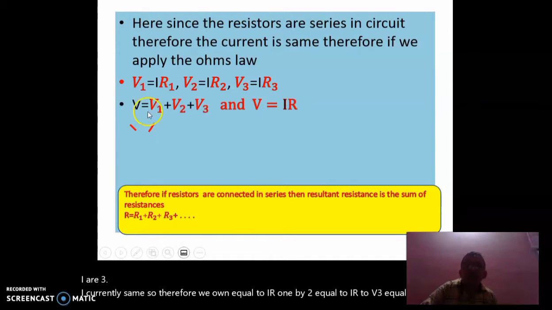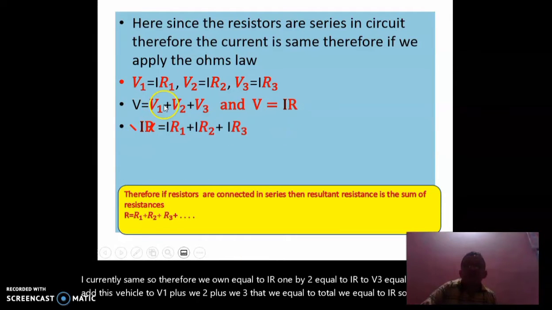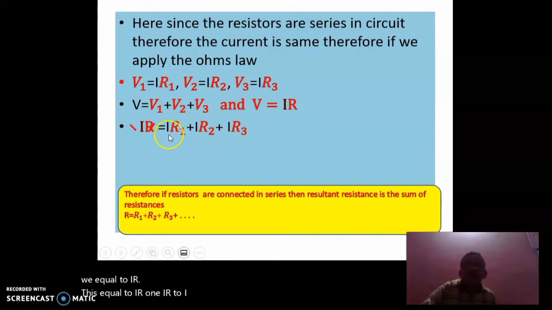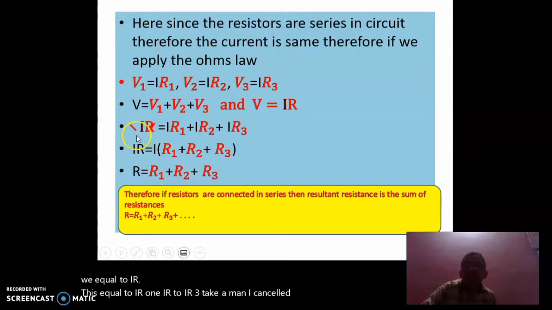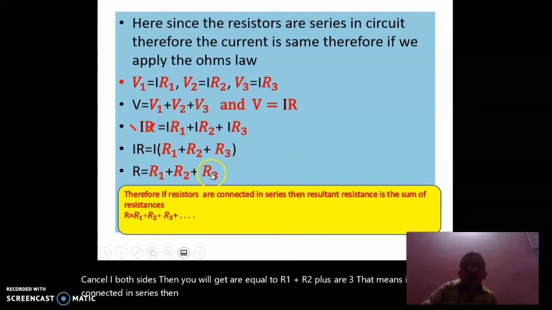Now add these: V equal to V1 plus V2 plus V3. We know that total V equal to IR. So IR equals IR1 plus IR2 plus IR3. Take I common and cancel I on both sides. Then you will get R equal to R1 plus R2 plus R3. That means if resistors are connected in series, then the total resistance is the sum of those resistances.